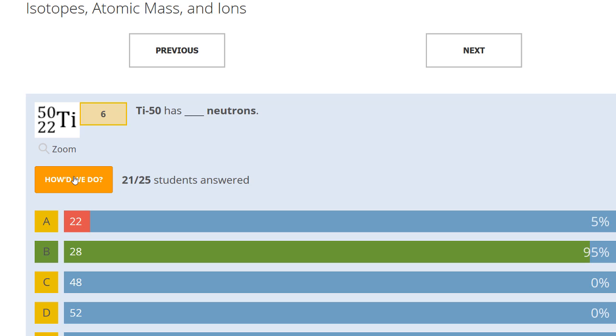The number on top is called the mass number. The one on the bottom is the atomic number. Remember that the mass number is the sum of the protons and neutrons. The atomic number is simply the protons. So you subtract to get them.